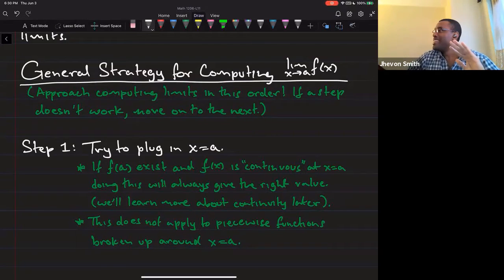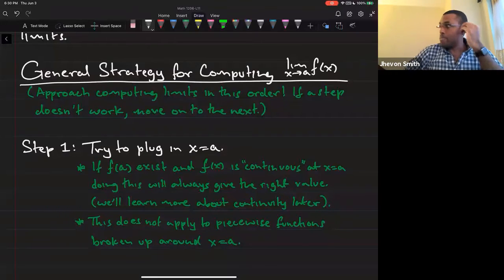But in almost every circumstance in Calculus 1 where you can plug in the x value, the limit will actually give you the same value as plugging in the x value. They will happen to coincide. It's not that they're the same thing, but they will happen to give you the same answer. And so if you can plug in the x value, chances are you should do that.